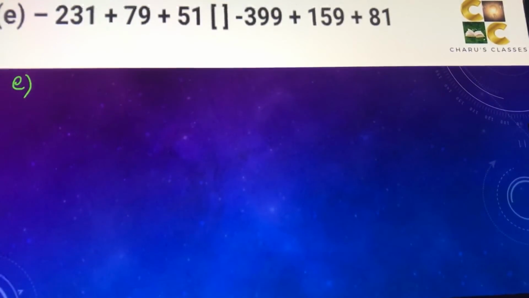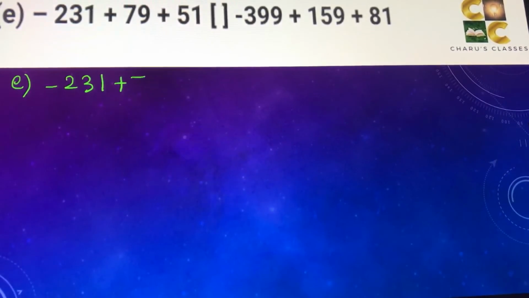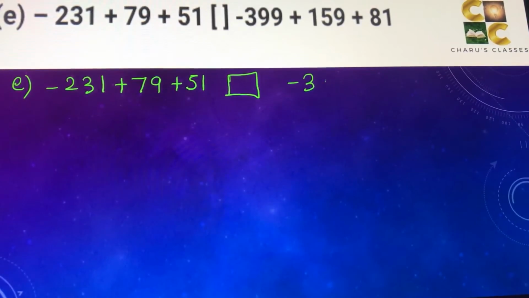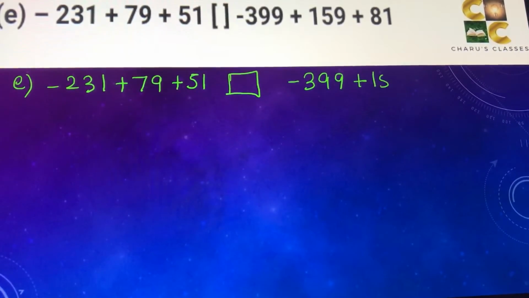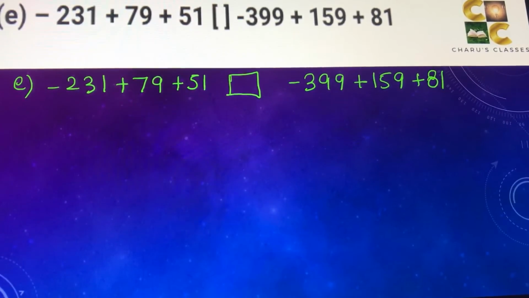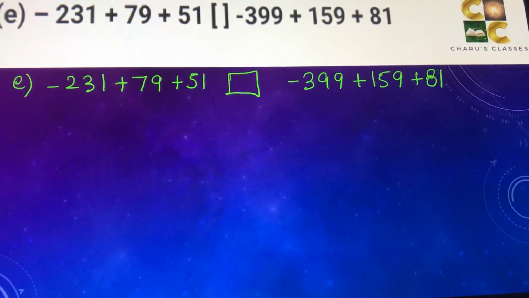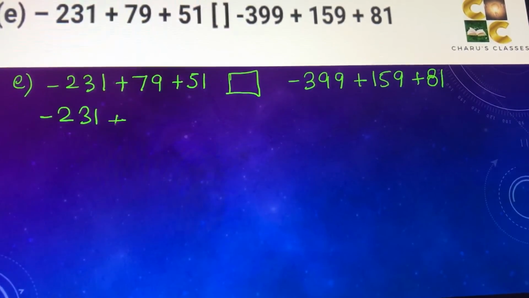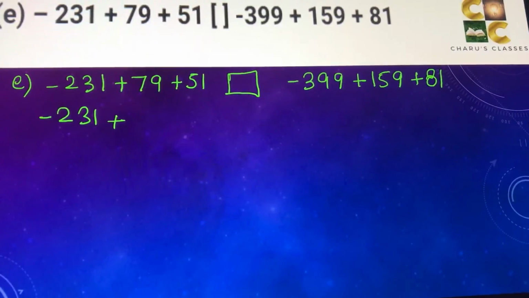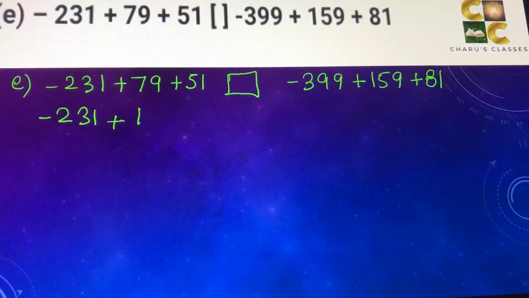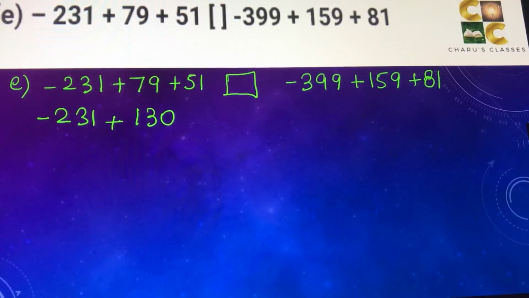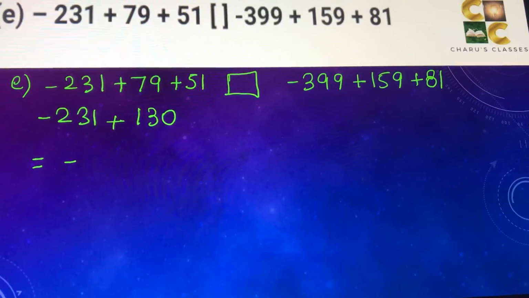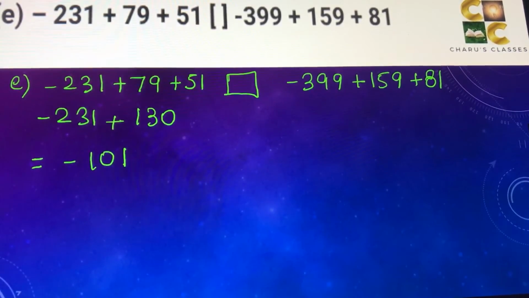A part, minus 231 plus 79 plus 51, and we have minus 399 plus 159 plus 81. So in this, let's take the left hand side first. So we will add 79 and 51. That will give us 130. Now minus 231 plus 130, there will be subtraction with the negative sign. So this is coming as minus 101.